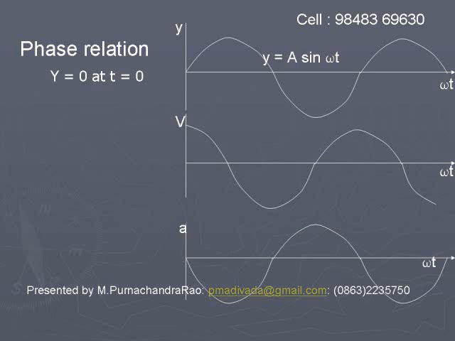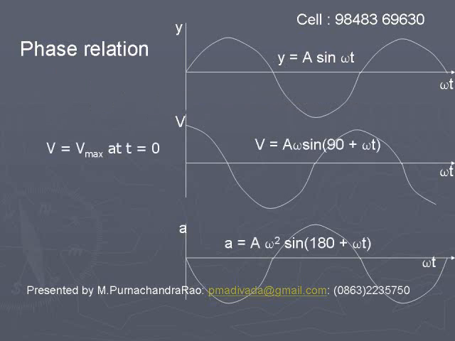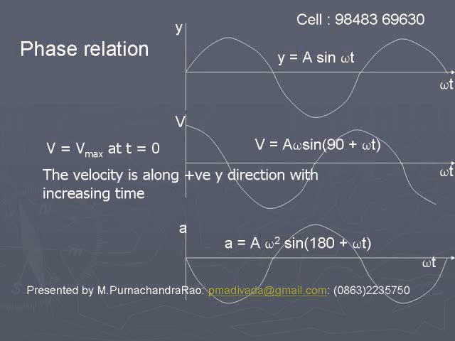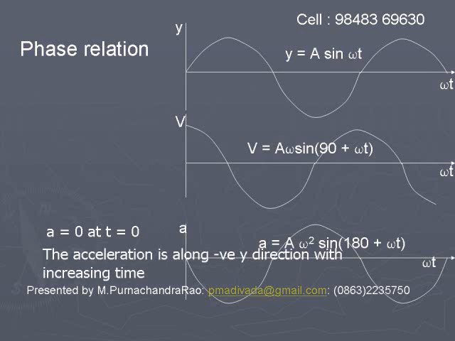Comparison of phase of displacement, velocity and acceleration. In the first graph, we have shown the relation between y and omega t. It is the relation between displacement and phase. y is taken on y-axis and omega t is taken on x-axis. It is a sine curve.